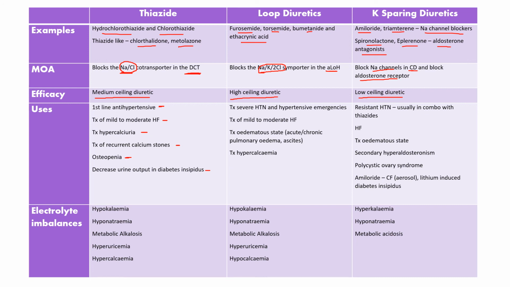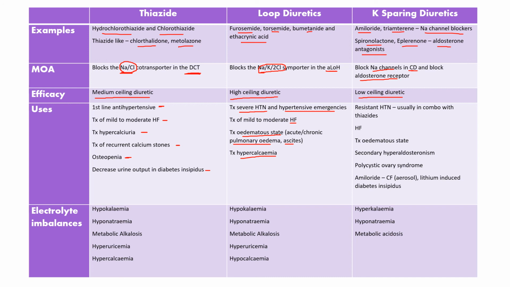Loop diuretics are used for severe hypertension and especially hypertensive emergencies, and that's because of the rapid onset of action. They're also used for heart failure and to treat edema because they're really powerful diuretics. They just get rid of the water. So edema, such as in pulmonary edema and ascites. They're also used for the treatment of hypercalcemia, so that's high calcium in the bloodstream, because loop diuretics, they get rid of the calcium in the urine, which is the complete opposite of thiazides, okay?